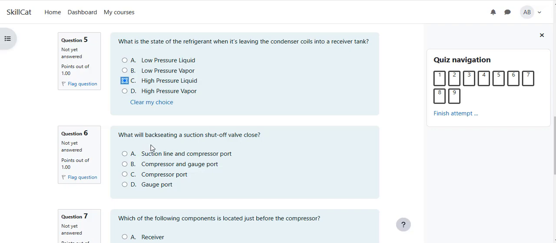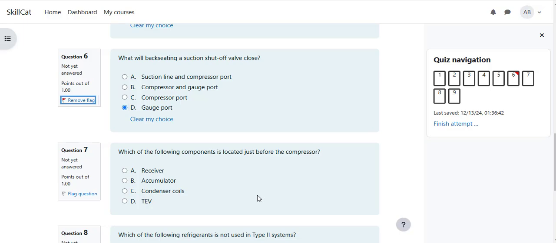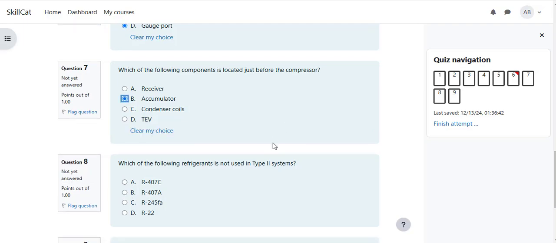What will backseating a suction shut-off valve close? Suction line and the compressor port, compressor and gauge port, compressor port, gauge port. I'm not sure of this one. Which of the following components is located just before the compressor? Before the compressor, the accumulator.